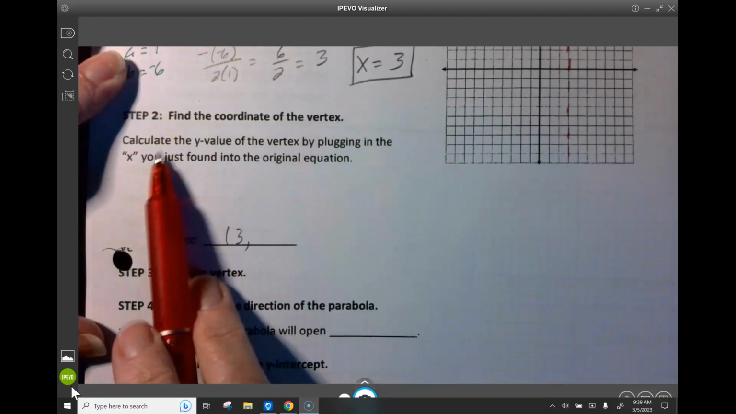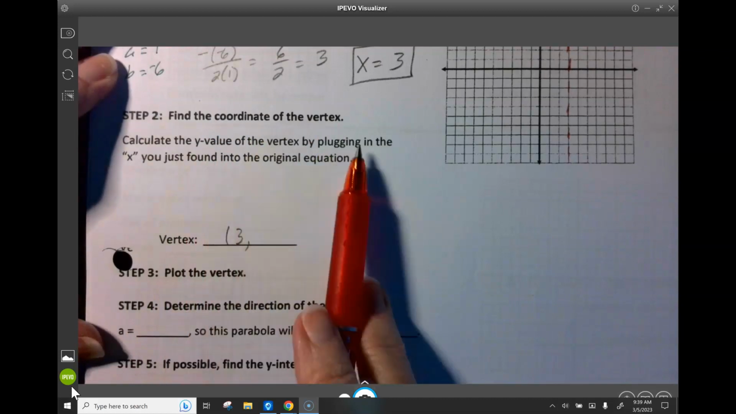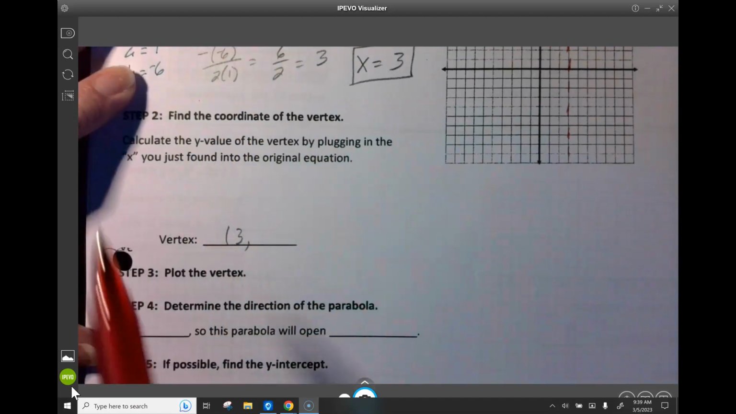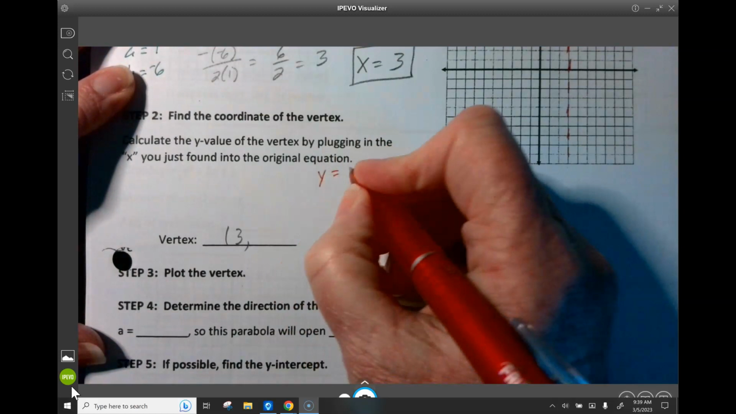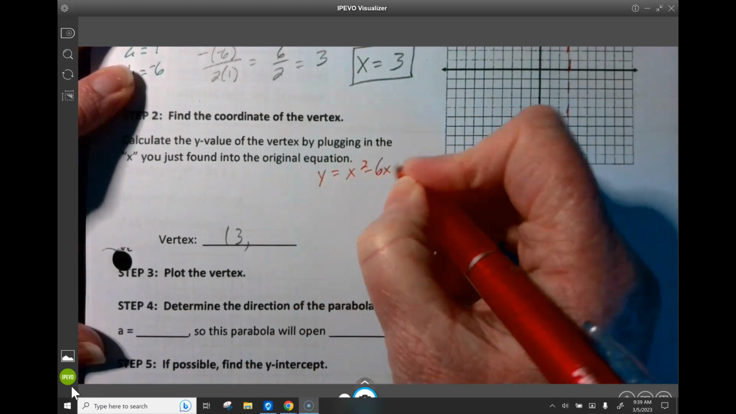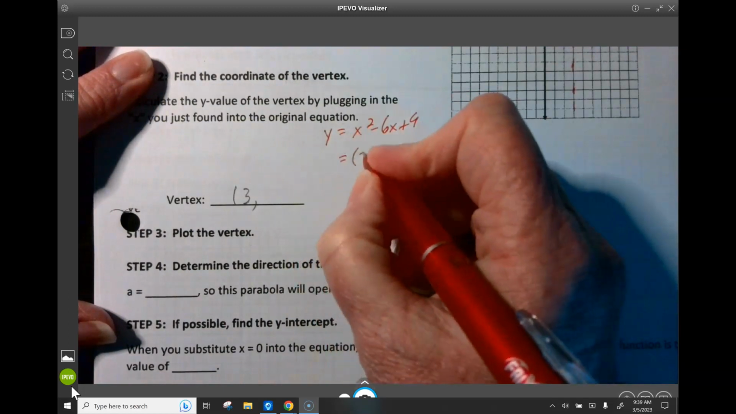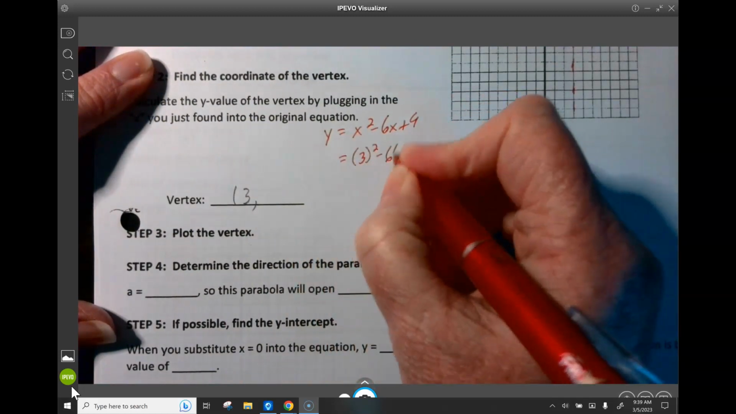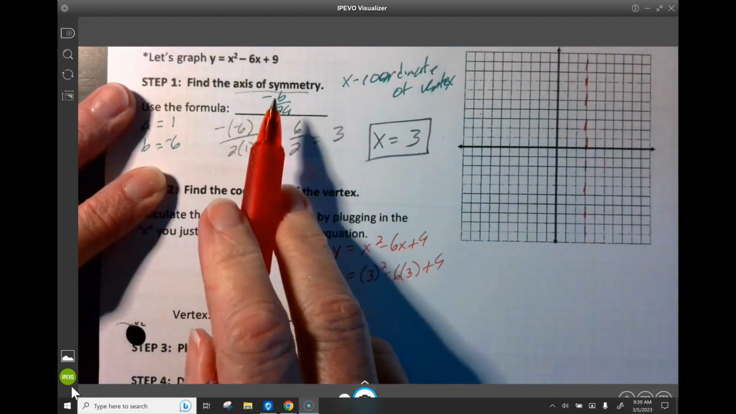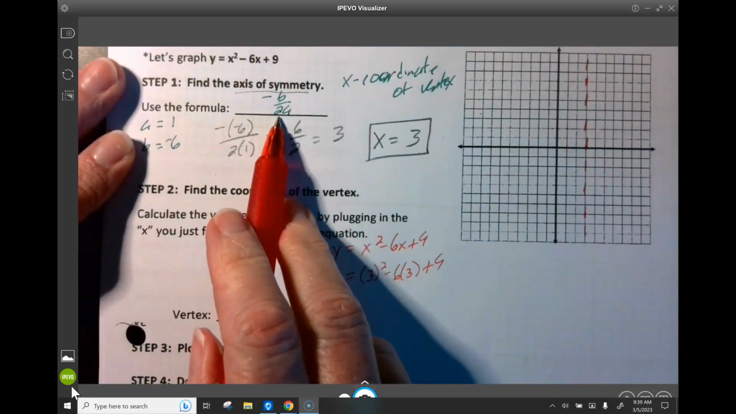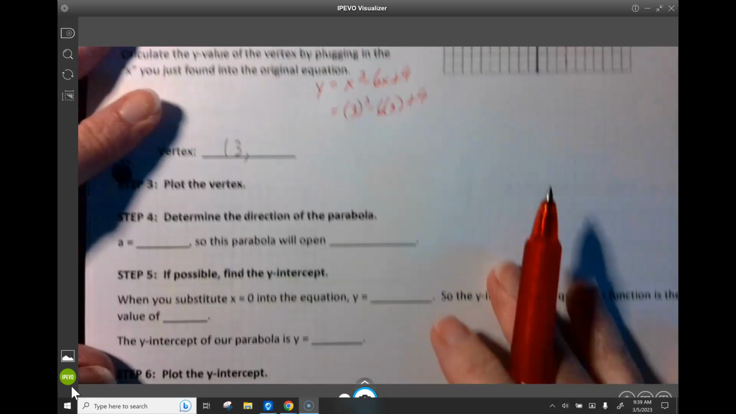To find the coordinates of the vertex, we're going to calculate the y value by, of course, plugging the x in. So we have our equation, y is equal to x squared minus 6x plus 9. We're just going to plug the 3 in, and then we're going to find y. This formula is one you want to memorize. The x-coordinate of the vertex is negative b over 2a.